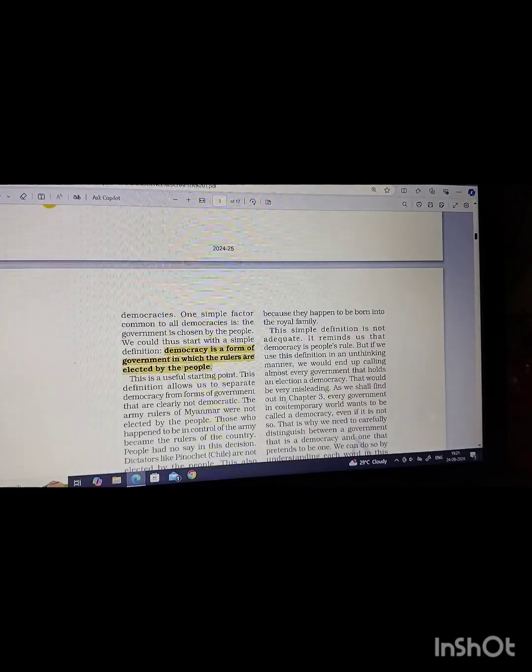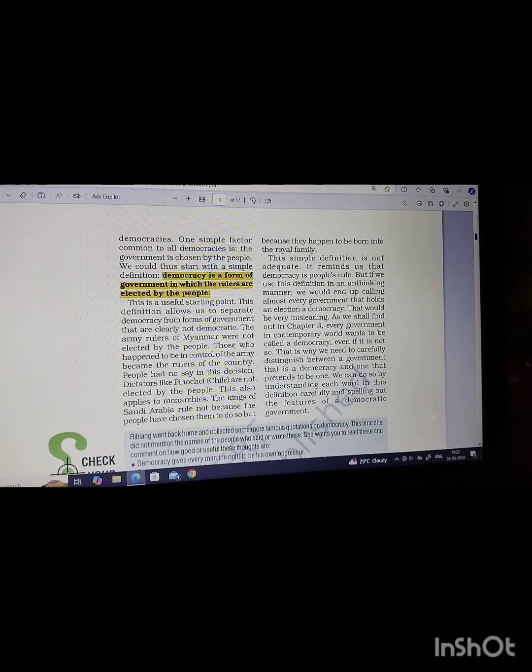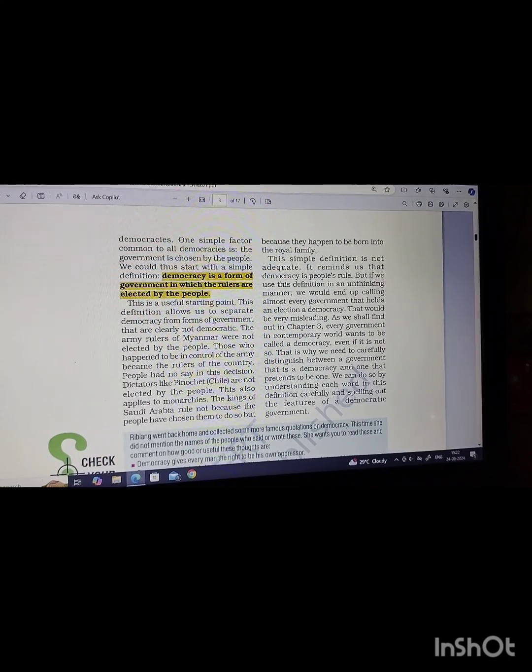So, we can start with a simple definition that democracy is a form of government where the rulers are elected by the people. This is a very useful starting point because in a democratic form of government, as I told earlier, people are the most important. So the definition allows us to separate democracy from all forms of government that are clearly not democratic, because here people's opinions are the most important.